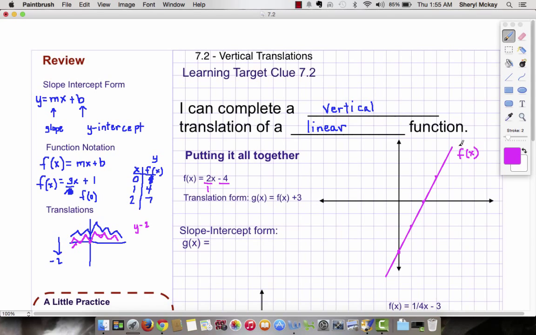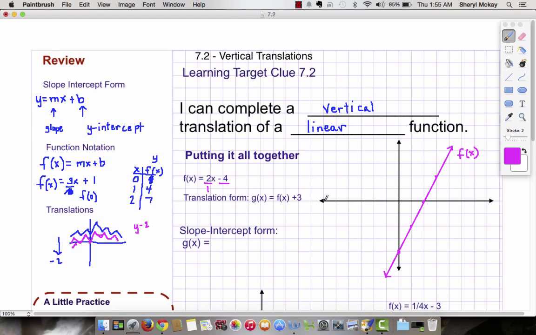And now I'm going to translate my line f of x, and I'm going to teach you a new, it's not really new because we're doing it with points, the translation form. And I'm going to create a new line that's called g of x. And g of x is just f of x plus 3. So I'm going to translate f of x 3 up. I'm going to move it up 3.